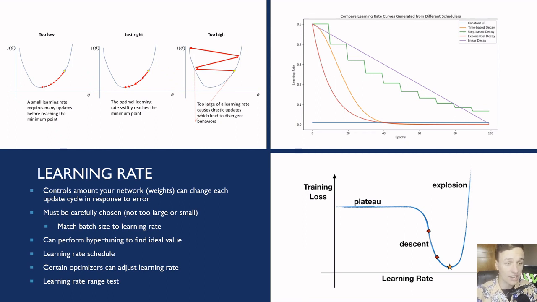This minimum in the training loss, marked here by the star, can lead you to your optimal learning rate, which is just slightly less than the value of the learning rate at this minimum or star.